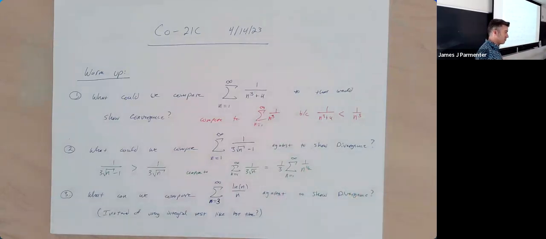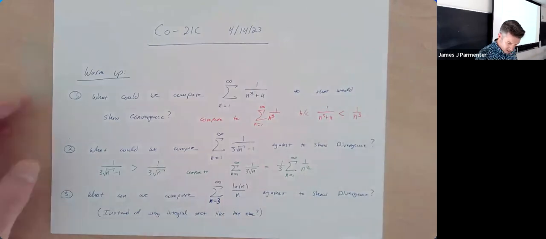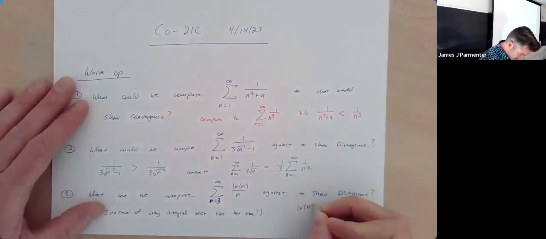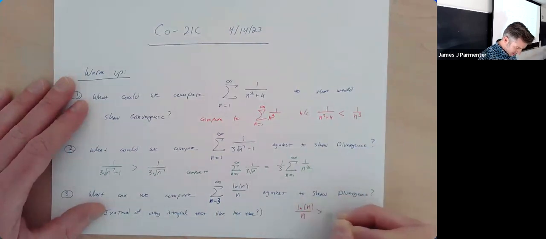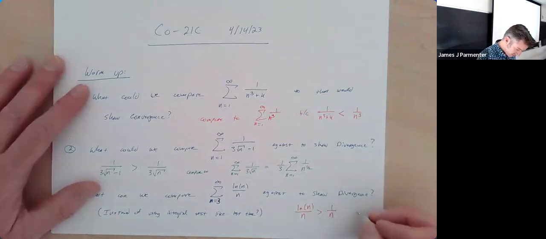And then this last one I just want to throw in here because we did talk about it last time. We checked to see if this series is convergent or divergent by using the integral test, and we saw that it diverged. But there's actually a much easier way to see that it diverges. It is certainly true that the natural log of n over n is bigger than 1 over n, at least if n is bigger than or equal to 3, which it is.